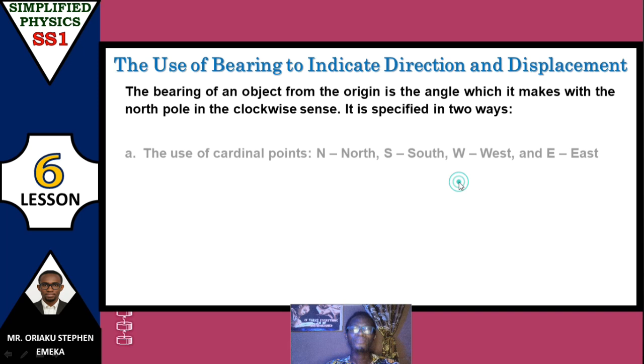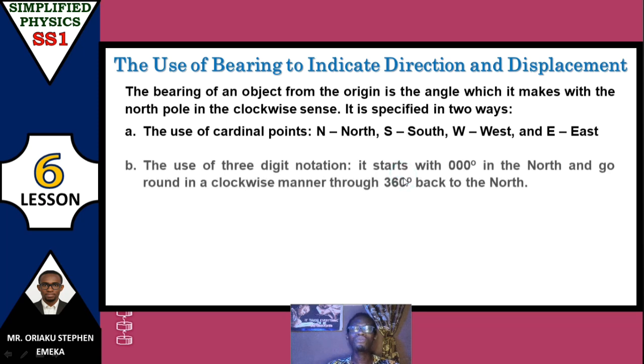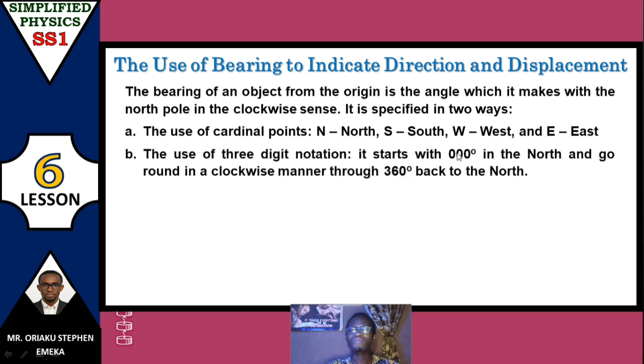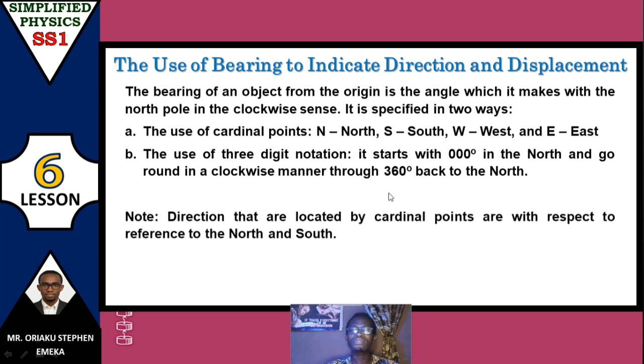Okay, so we have two ways of specifying direction. We have the cardinal points, which are the conventional north, south, west and east, and also we have the 3-digit notation, which starts from 000 in the north and goes clockwise to 360, back to the north. Directions located by cardinal points are with reference to north and south, and that is because of the north and south poles of the magnet.